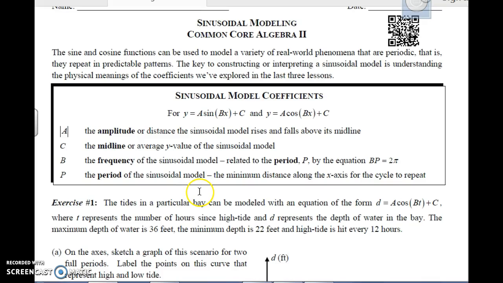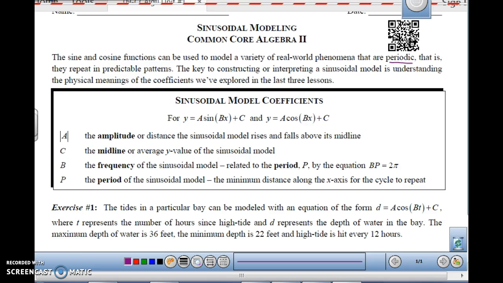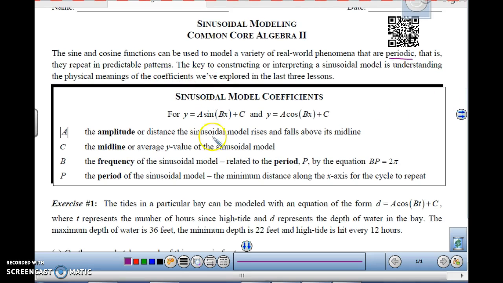This is Algebra 2, Unit 11, Lesson 9 on sinusoidal modeling. Now, the sine and cosine functions can be used to model a variety of real-world phenomena that are periodic, which means they repeat in predictable patterns. So the key to constructing or interpreting a sinusoidal model is understanding the physical meanings of the coefficients we've been exploring. All right, so let's take a look at the coefficients again just to review.